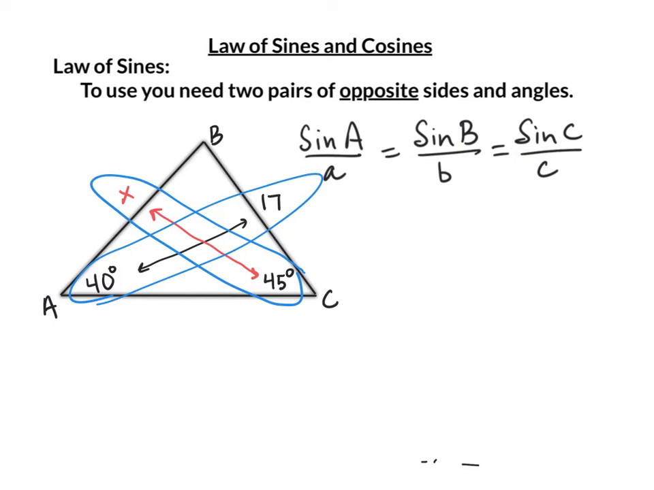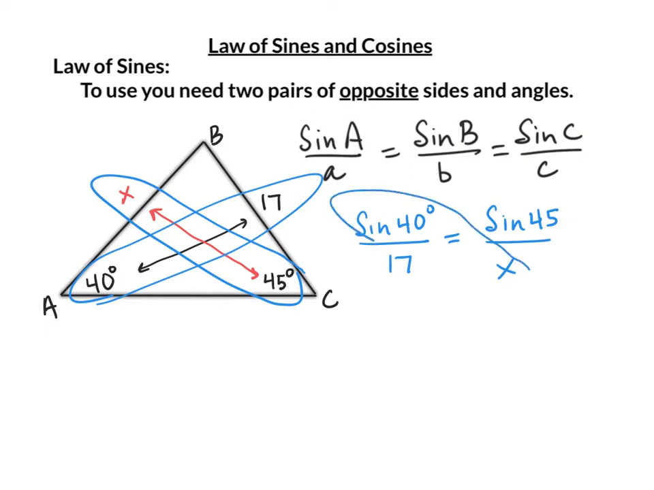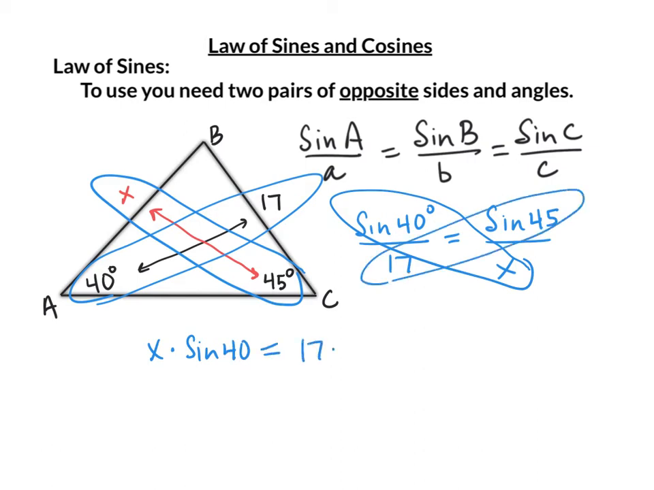Let's set this up. The sine of 40 degrees over its opposite side, 17, equals the sine of 45 degrees over its opposite side, x. Let's solve for x. We'll cross multiply. We'll take x times the sine of 40. That's x times the sine of 40 equals, cross multiply, 17 times the sine of 45. Now we can divide both sides by the sine of 40 and get x by itself.